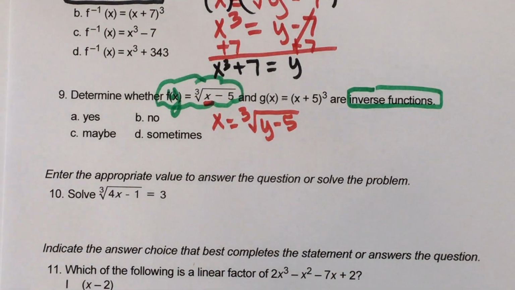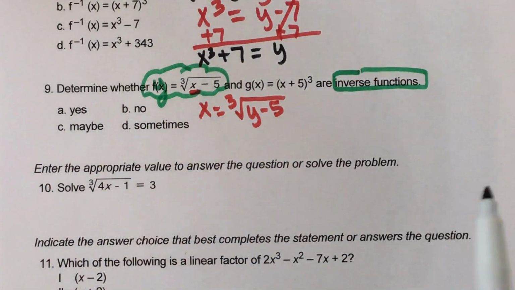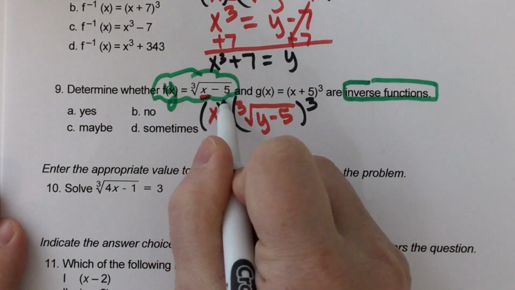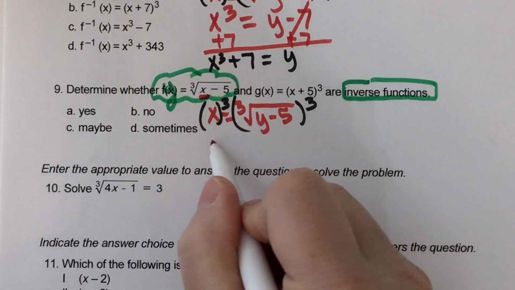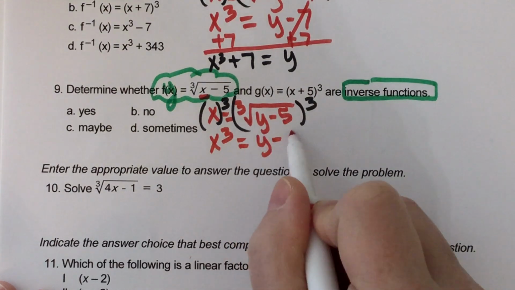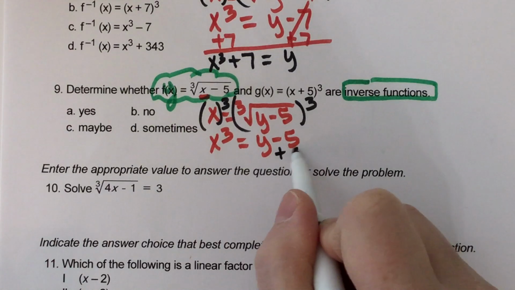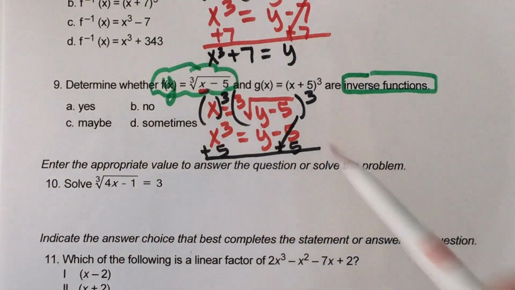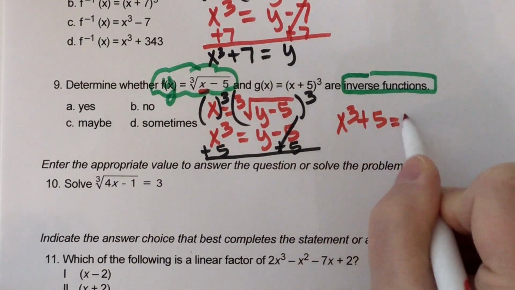Okay, so to get rid of a cube root, we cube. So I'm going to cube both sides. So x cubed is all that's remaining on the left side. And on the right side, the cube and cube root cancel, leaving y minus 5. And then to get rid of subtraction of 5, I do the opposite and add. And you can't actually add x cubed plus 5, so it just stays x cubed plus 5.